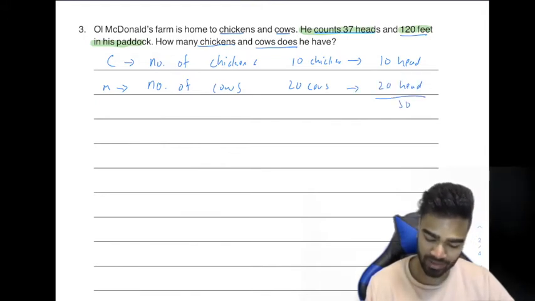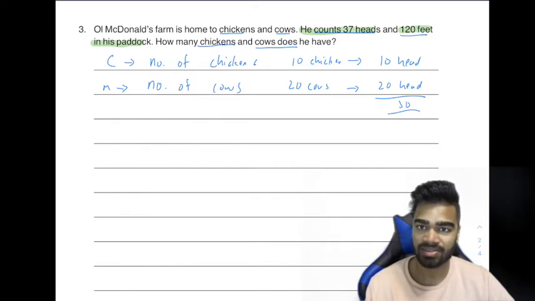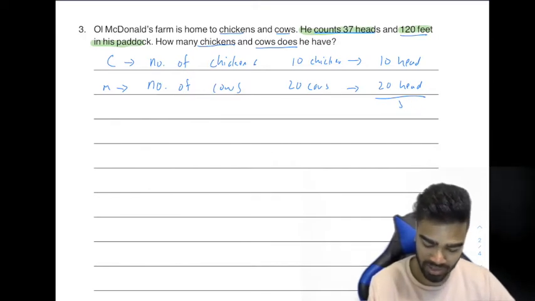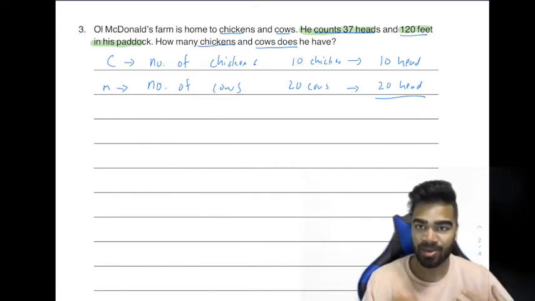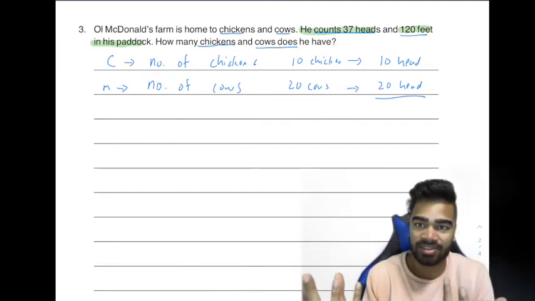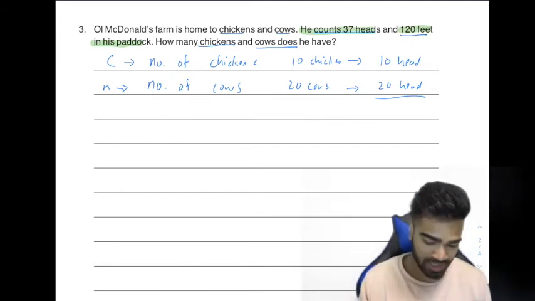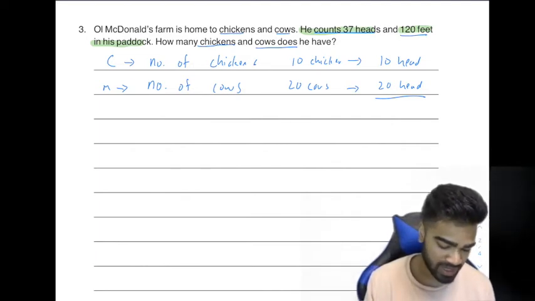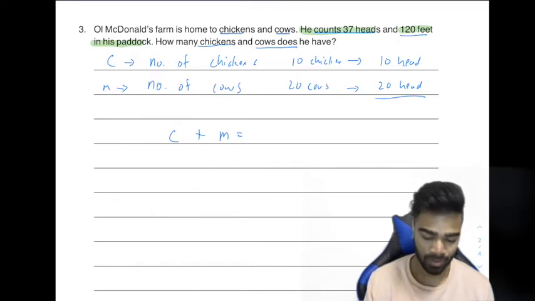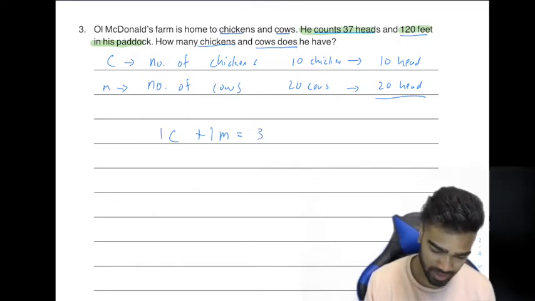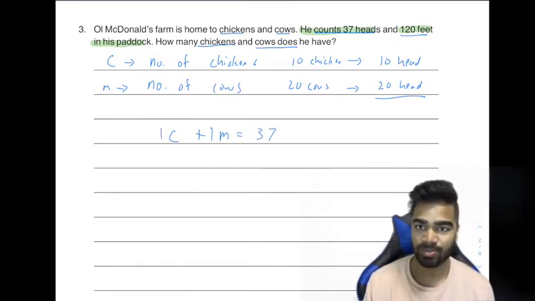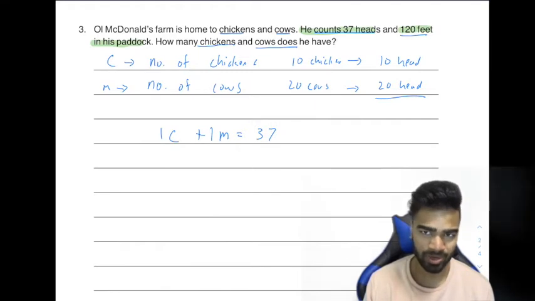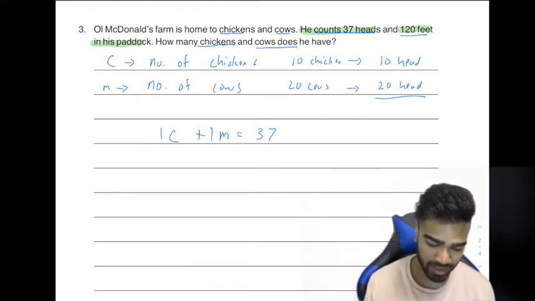So if you add that together, you've got a total of 30 heads, right? Do you see that's the sort of logic I'm going for? Pretty much the number of chickens is the same as the number of heads from chickens, and the number of cows is the same as the number of heads from cows. So in other words, what I'm really trying to say is the number of chickens plus the number of cows, because each of them only has 1 head, is going to be 37. So C plus M is 37. Okay, I hope you got that. If not, we'll look into more detail.